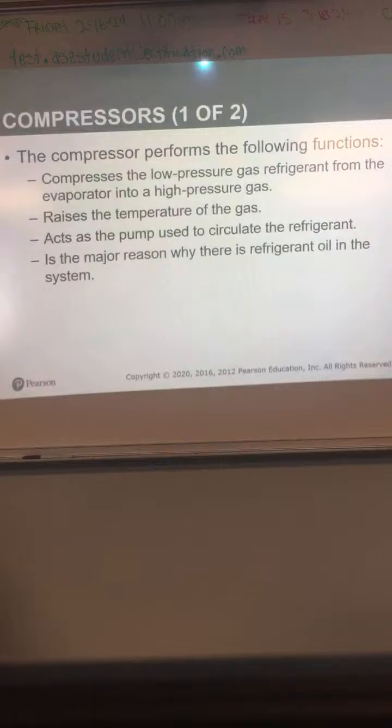The compressor performs the following functions. Compresses the low pressure gas refrigerant from the evaporator into a high pressure gas, raises the temperature of it, acts as a pump to circulate refrigerant. The major reason you have oil in the system.